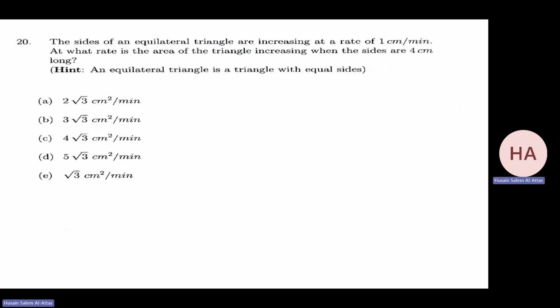The sides of an equilateral triangle. We know that the area is square root 3 over 4 x squared. So we can use it now. We did it here, so we can use it. Okay. The size is increasing at this rate. Find dA by dt when x equals 4.